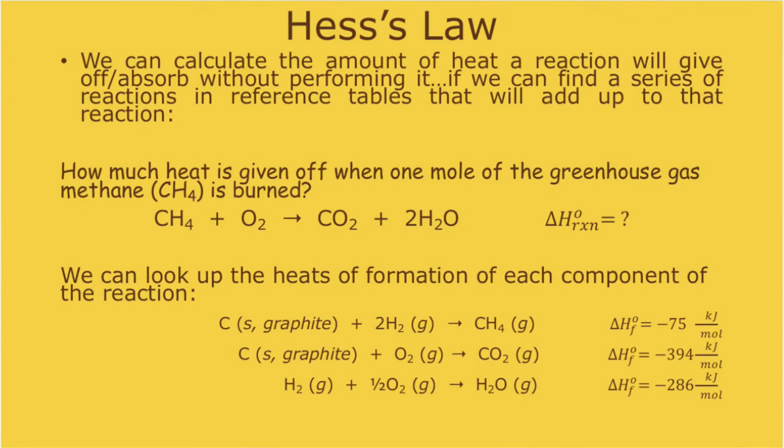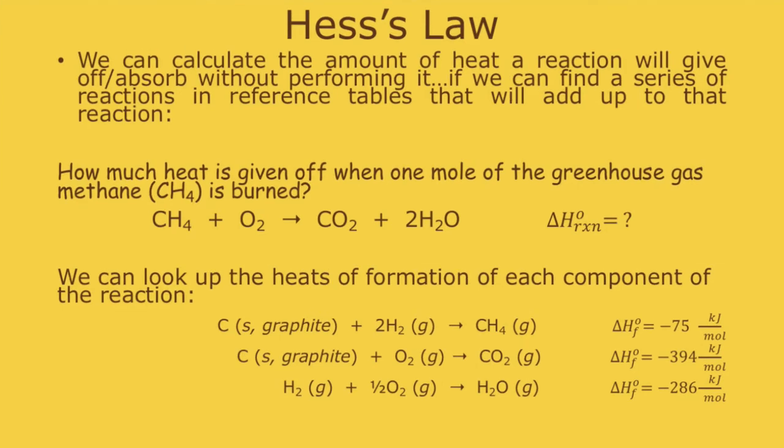We studied Hess's law before, but we're going to review it now. Hess's law says we can calculate the amount of heat a reaction will give off or absorb, that is, if it's exothermic or endothermic, without actually performing the reaction, if we can find a series of reactions and reference tables that will add up to that reaction. So let's take the example: how much heat is given off when 1 mole of the greenhouse gas methane is burned? Well, first we write our equation. Methane plus oxygen yields carbon dioxide plus water, and we're trying to find the heat of reaction.